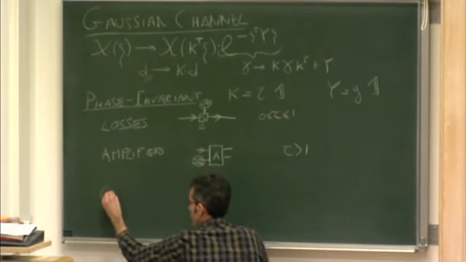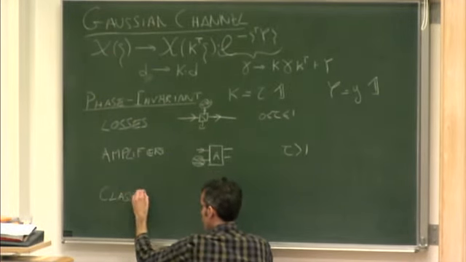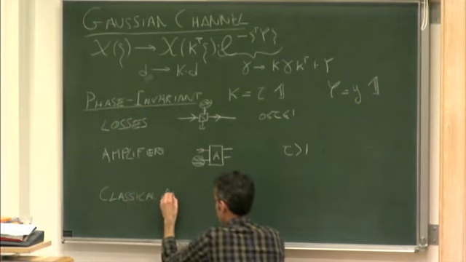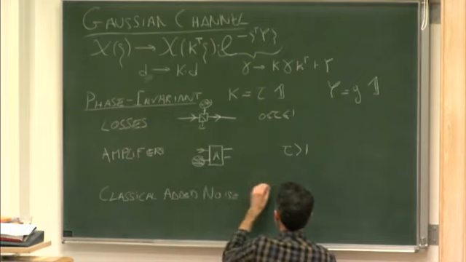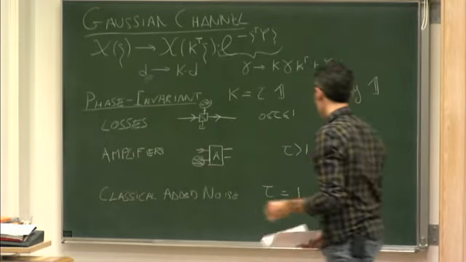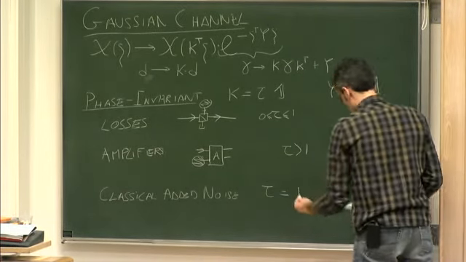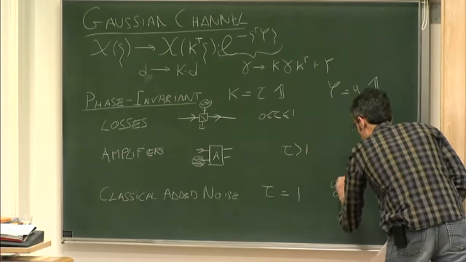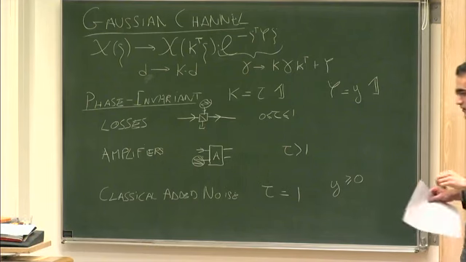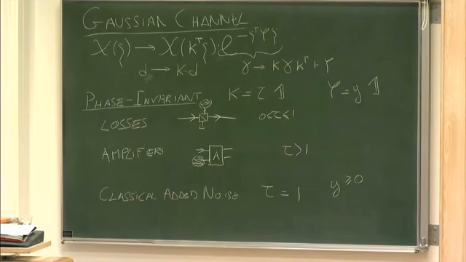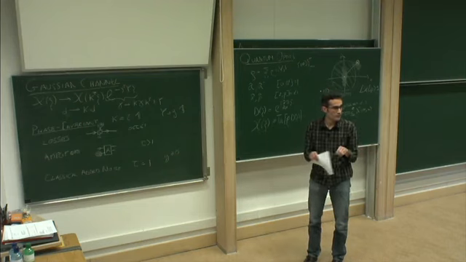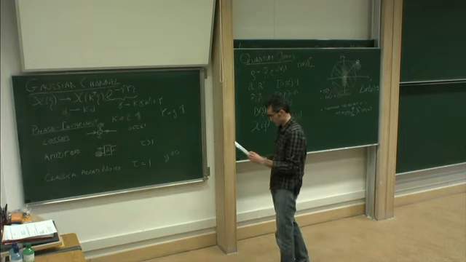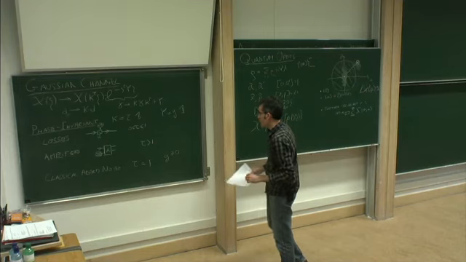And then you have the classical added noise channel, where tau is equal to 1 and y is larger than 0. So basically, what you are doing is you take your state and apply some random displacement to it, following some kind of Gaussian distribution of the displacements.